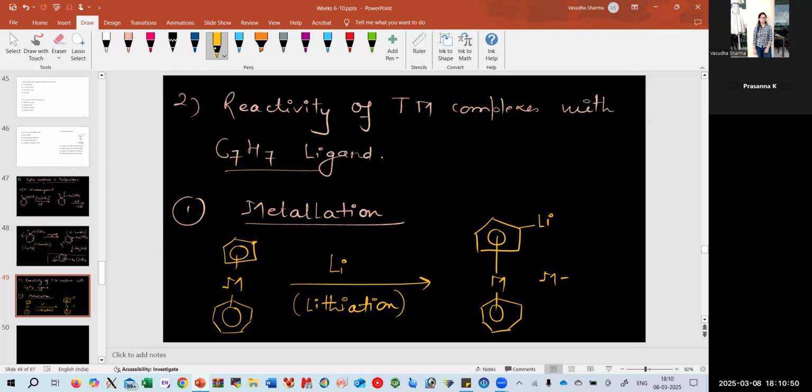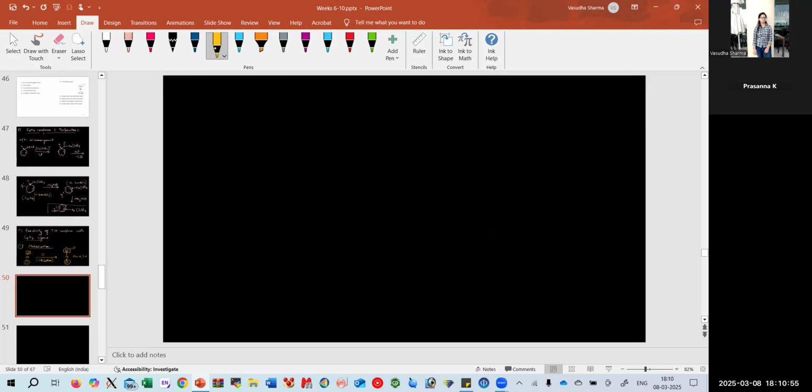If your metal center is vanadium or chromium, or titanium, in chromium there are two possibilities: metallation can happen on either side. So we can expect the metallation is happening at this side. This is a process of lithiation, and this is a property of your C7H7 ligand. Already in the C5H5 ligand, we have seen this kind of nature. A similar nature we saw in C7H7 as well.